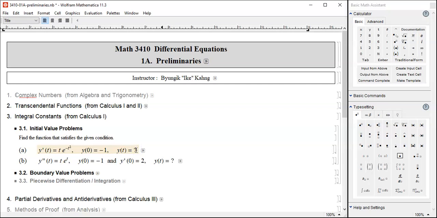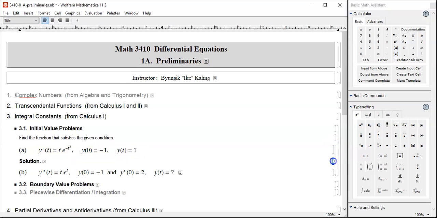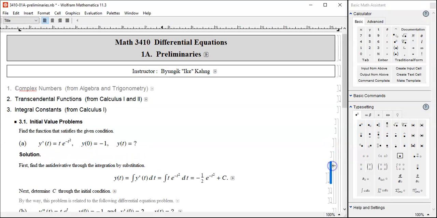But it's a really simple one. The derivative is there, so all you have to do is take the antiderivative, and let's go ahead and do that. Y prime is t e to the negative t squared, so we take the antiderivative, and we get this.